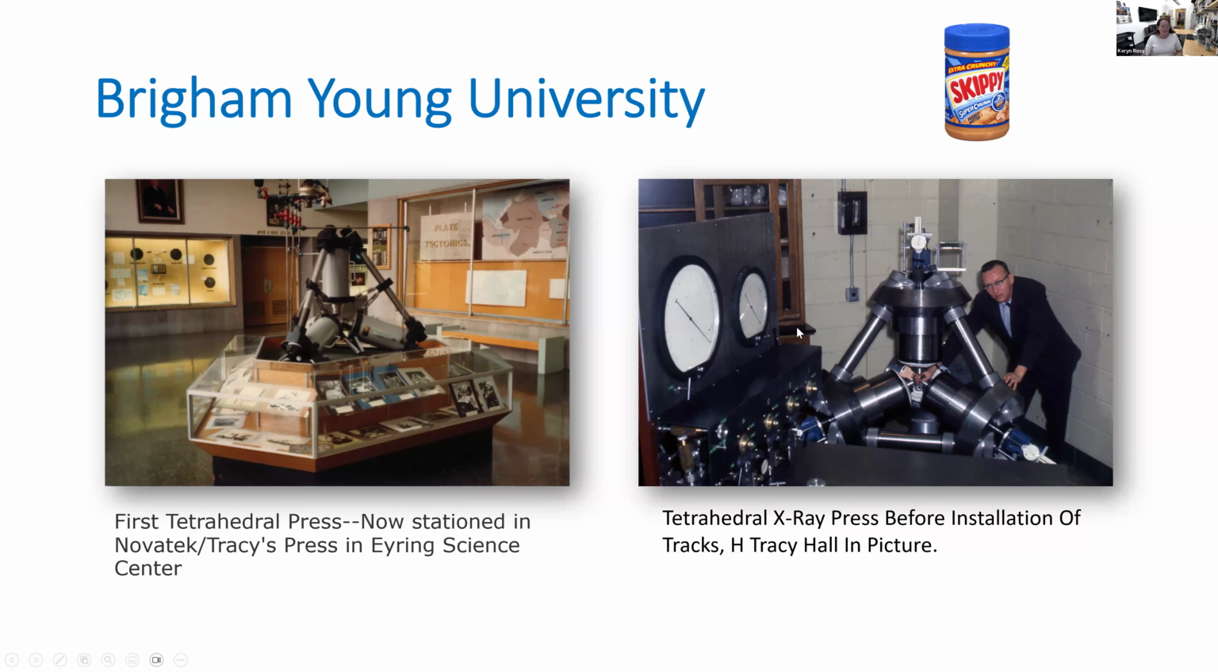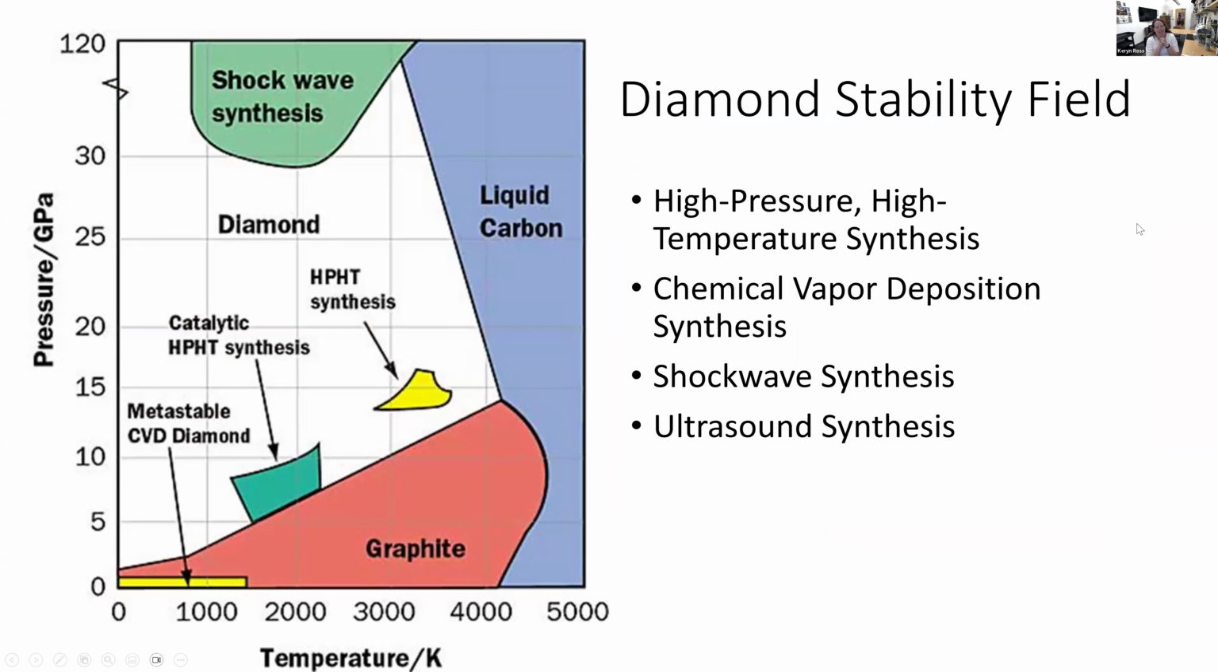So let's talk about diamonds and their stability field, and how can we create that here on the surface of the Earth, instead of going really, really deep. Well, there are two main types of lab diamond formation: high pressure, high temperature synthesis, and chemical vapor deposition synthesis. There are two others called shockwave and ultrasound, but those turn out to not be very economic. So we're just going to say they exist, but nobody's using them to create diamonds right now, except in laboratories doing experiments.